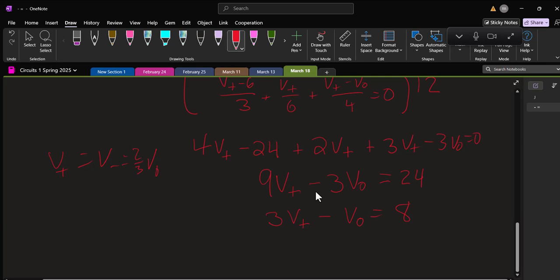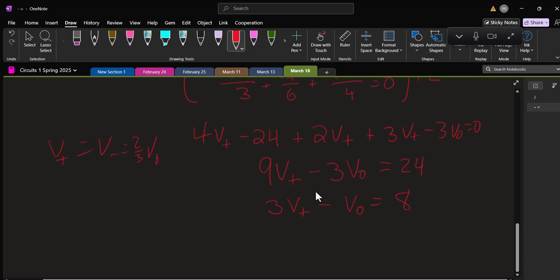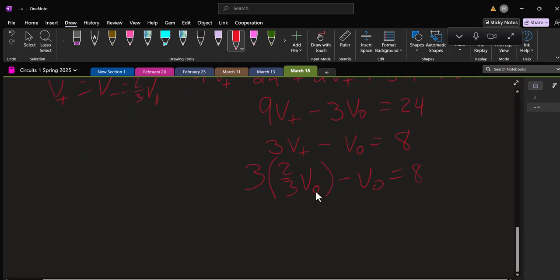So V plus is 2/3 V out. So 3 times 2/3 V out minus V out equals 8. That's 2 V out minus V out equals 8, or V out equals 8. That's what my answer sheet says. V out equals 8 volts.